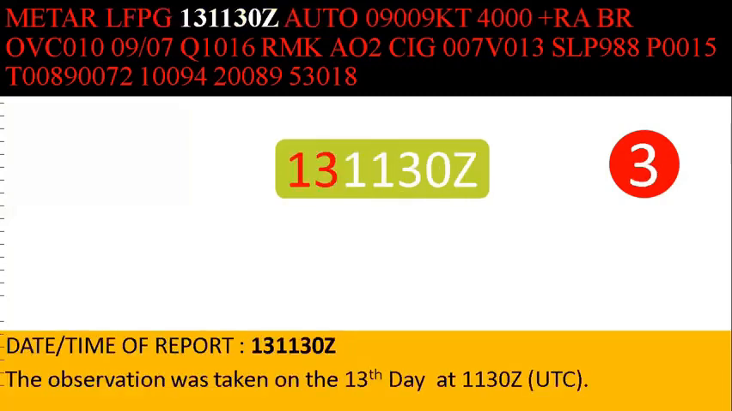The third element of METAR is date and time group. The first two numbers are the day. In this example, it is the 13th day of the month. The next four numbers indicate the time. It is 1130 Zulu. Zulu stands for Universal Coordinated Time.